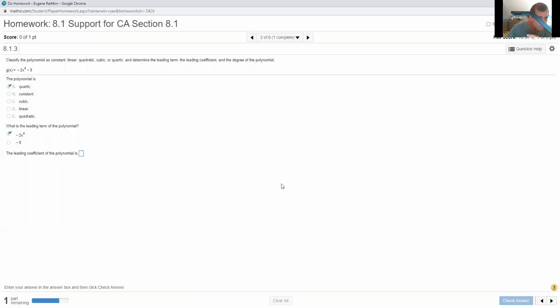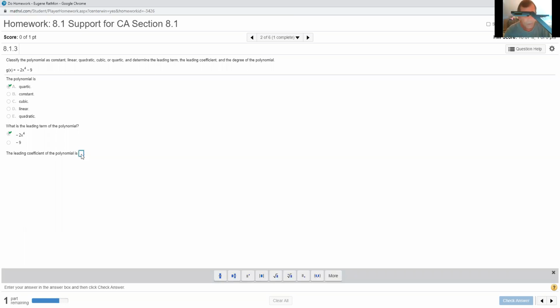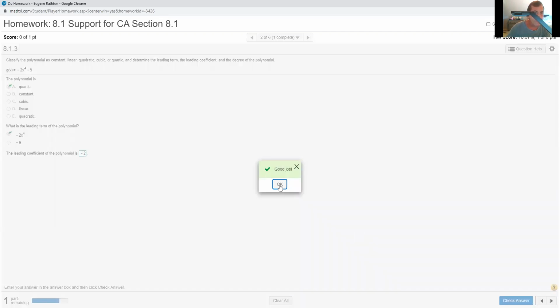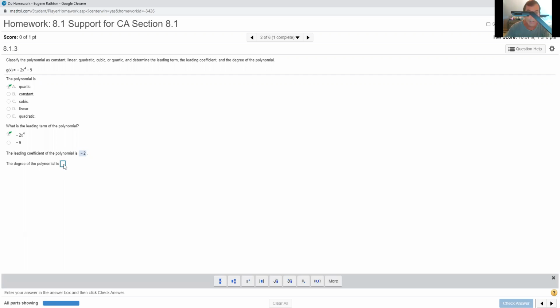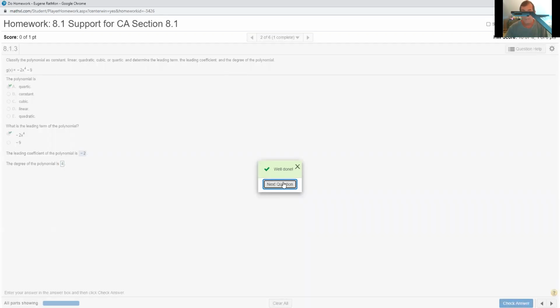The leading coefficient of the polynomial is the number in front of the leading term. So that was what, the negative 2. So we would check that. And then finally, it wanted to know the degree of the polynomial. Well, that's equal to the highest exponent. So my degree is a 4. And we knew that because we said this was quartic a while ago. So to be quartic, it has to be a degree 4, okay?